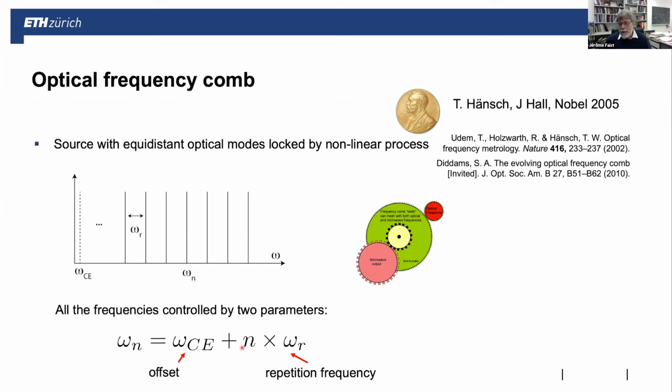This invention was, of course, a revolution, one for which Ted Hänsch and Jim Hall got the Nobel Prize in 2005. Its most important application initially was for time and frequency metrology, but as we'll see, this actually has now also extremely strong implications for spectroscopy.